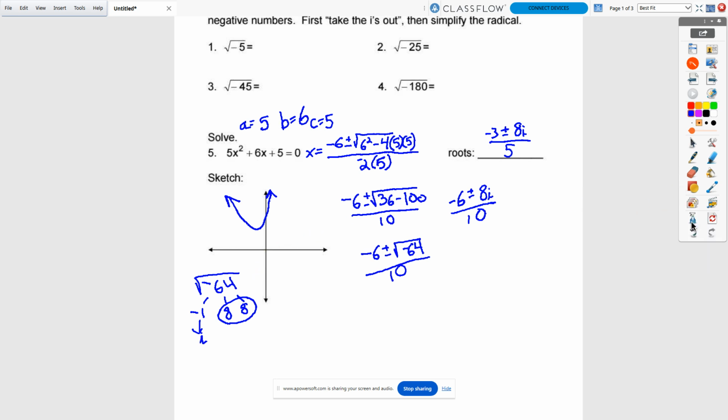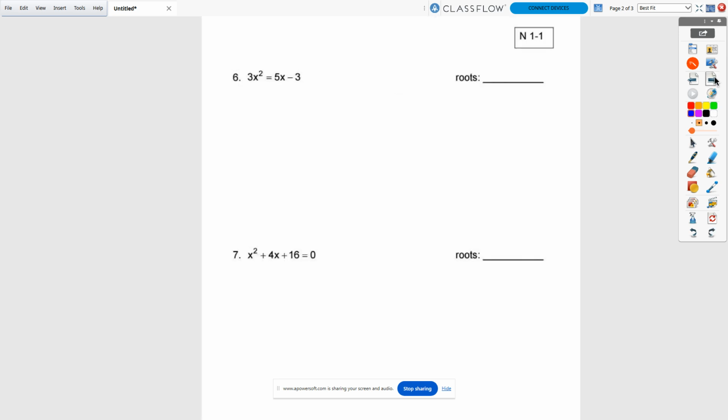Okay, let's look at a couple more examples here. So I've got 3x squared equals 5x minus 3. On this, I need to take these two and move them over here with that 3x squared. So that would mean subtracting 5x from both sides and adding 3 to both sides.